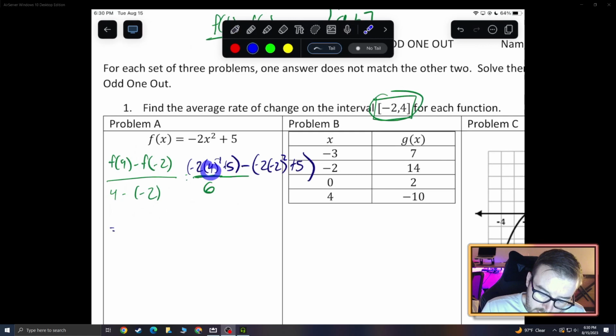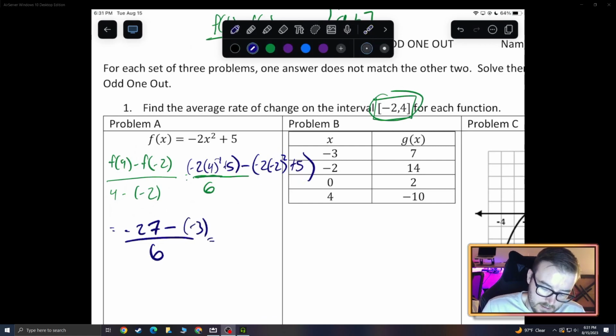When we plug the 4 in, we end up with 4 squared, which is 16. 16 times -2, which is -32. And then -32 plus 5, which is -27. Minus, and then we do the next one. When we do -2 squared, we end up with a positive 4. Positive 4 times -2 is -8. And -8 plus 5 is -3.